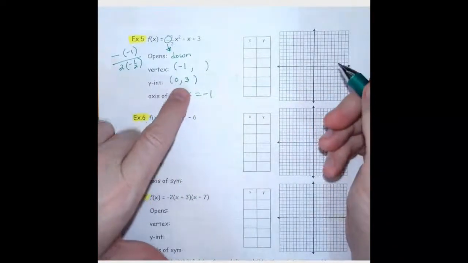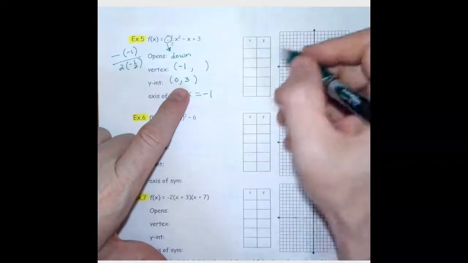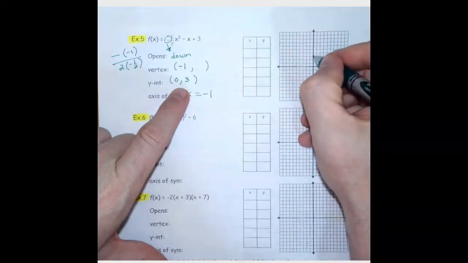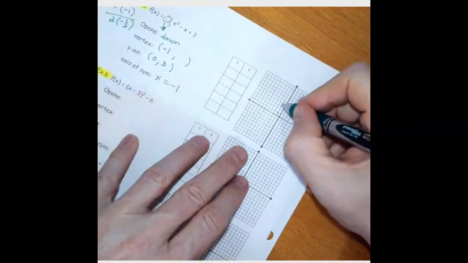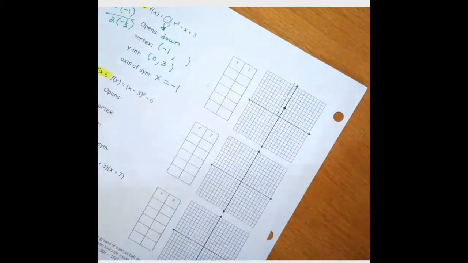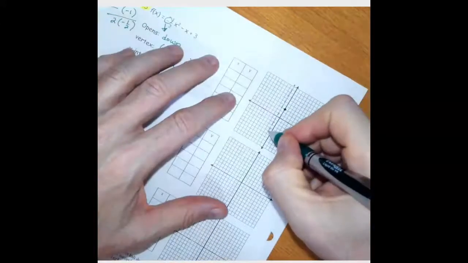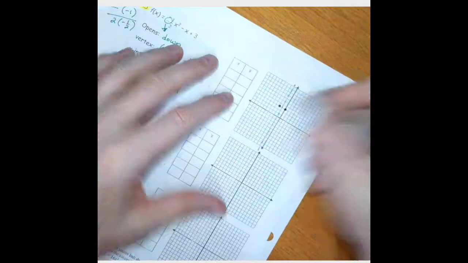Now I could have graphed that right away. So 0, 3 would have been up here. Now I have the axis of symmetry, which is also -1. So we can reflect that point across here also.